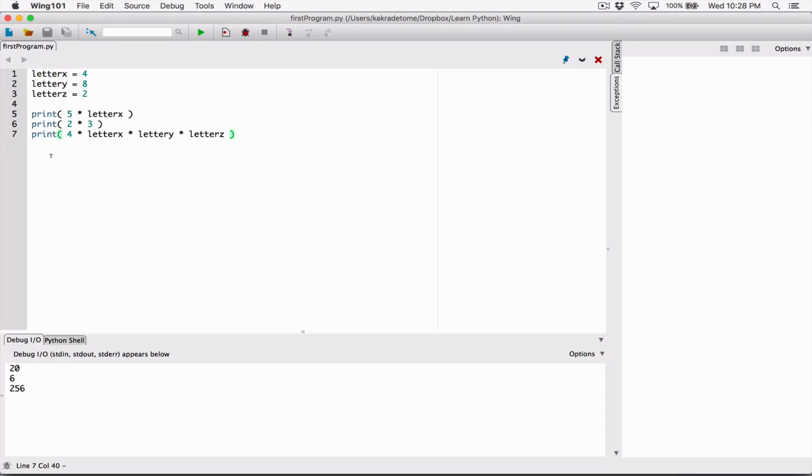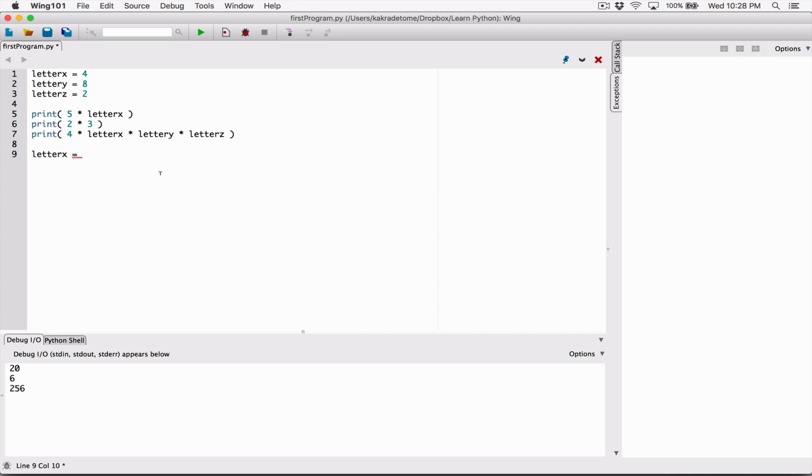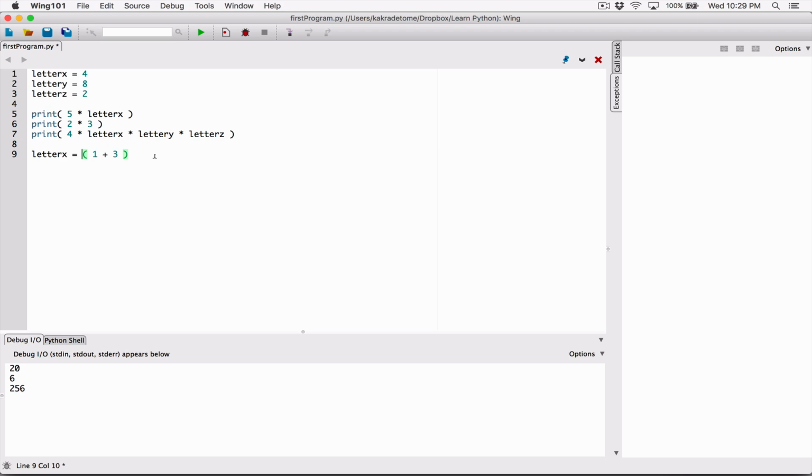And so we're going to say letter x is going to be equal to 1 plus 3. And then we surround it with parentheses because we want that to take effect first. All divided by 5. Something like this, all right? And so now we can come down here and print letter x if we want. But this is how we would write it.